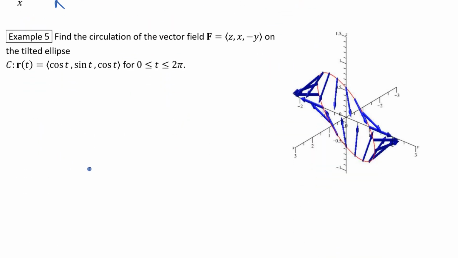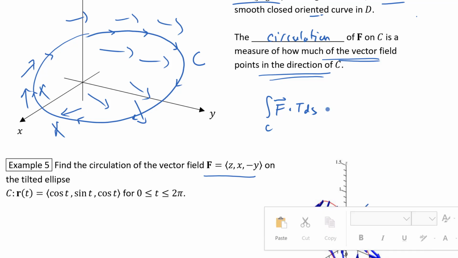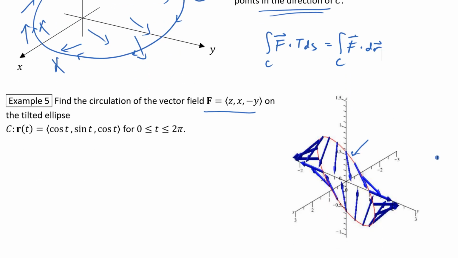We have an example here of an ellipse. This is a tilted ellipse. And then you have the vector field z, x, negative y, and we're going to find the circulation. Whoops, we didn't really give the formula. The circulation is just the line integral of the field over that closed curve. We could do it this way as well. Okay, so let's try that here.